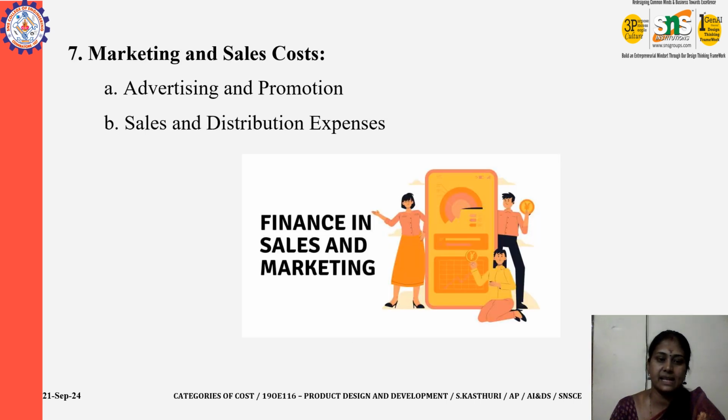Next one is the capital and financing cost. Capital and financing costs involve expenses related to funding the development and production of a product. It is divided into interest and loans, and investment and equity cost. Then marketing and sales cost: these costs are associated with the promotion, advertising and distribution of the product. It is subdivided into advertising and promotion, and the sales and distribution expenses.